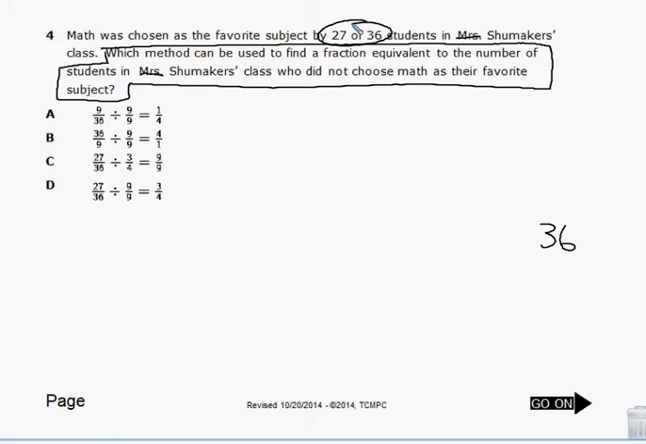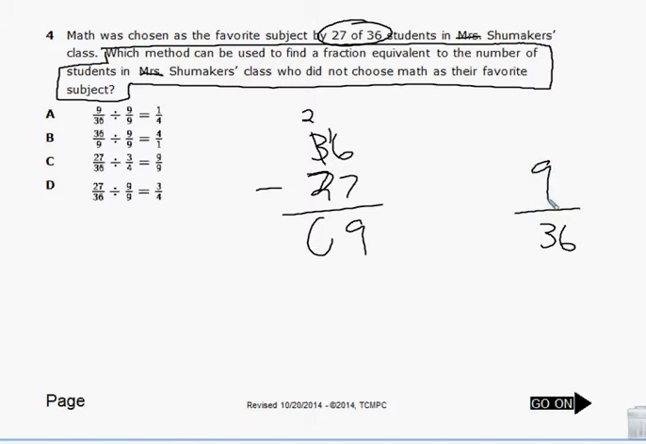So the operation I would use to figure out which ones did not choose, I'd have to do subtraction. So there's 36 total students, 27 of them said math as their favorite subject. So that means the other ones did not. So need to regroup. That becomes a 2, that becomes 16. 7 from 16 is 9, and 2 from 2 is 0. So that means 9 students did not choose math as their favorite subject. So that would be 9 over 36.